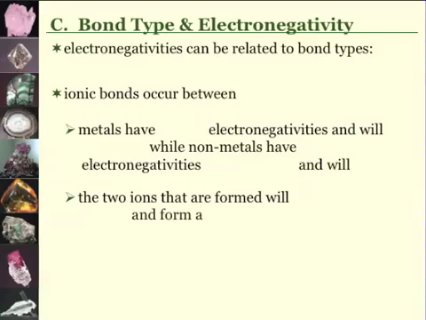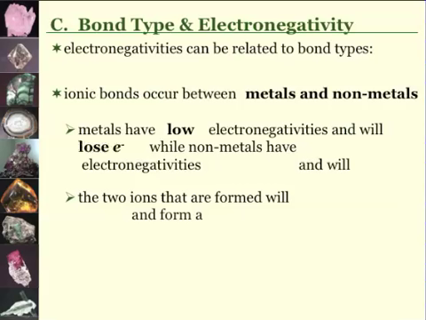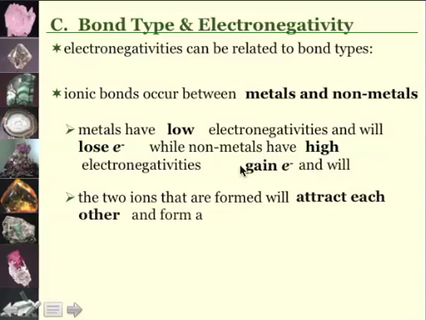Okay? So, bonding type and electronegativity. Electronegativities can be related to bonding types. Okay? Ionic bonds occur between metals and nonmetals. Metals have low electronegativities and will lose electrons, while nonmetals have high electronegativities and will gain electrons. The two ions that are formed will attract each other and they will form a chemical bond.